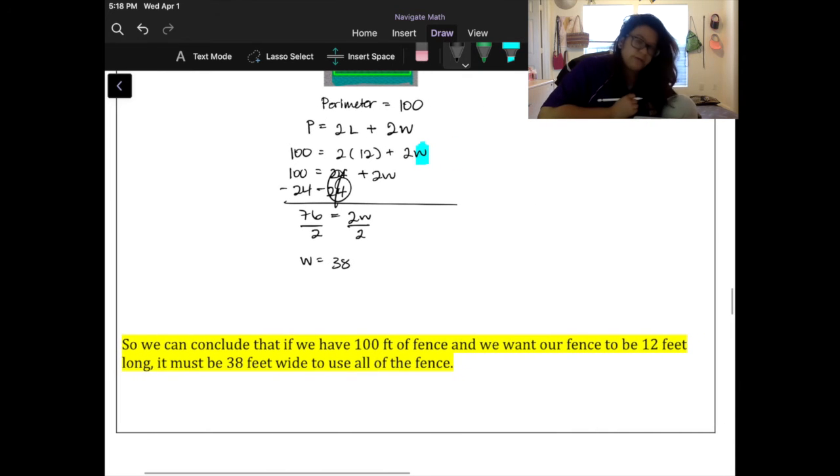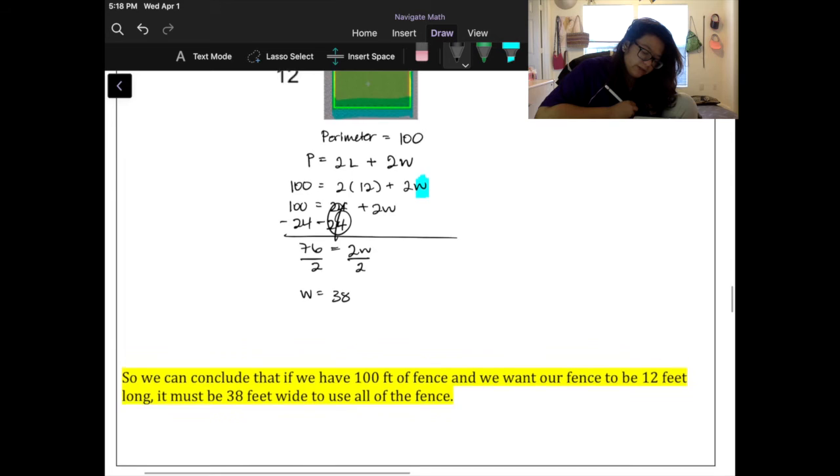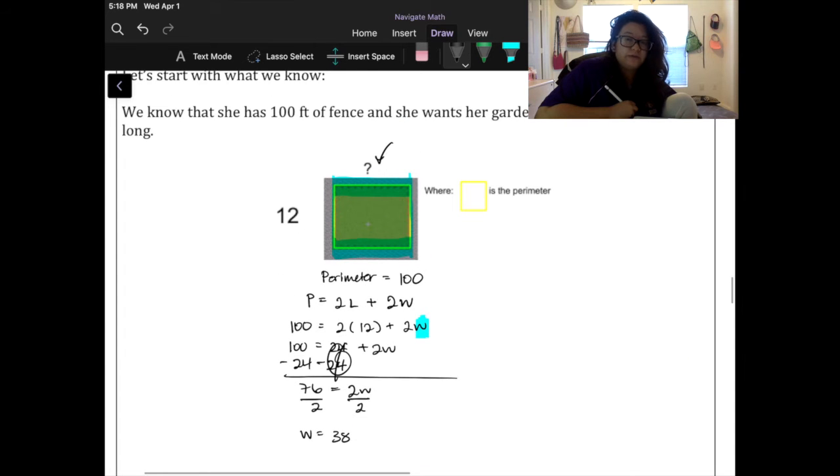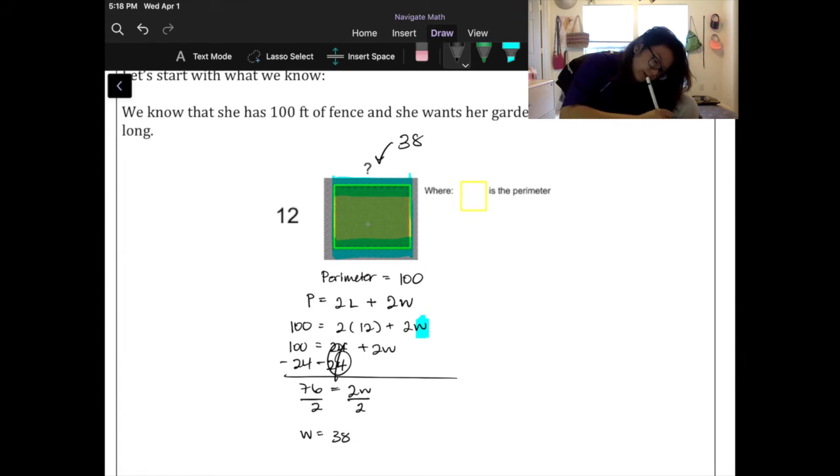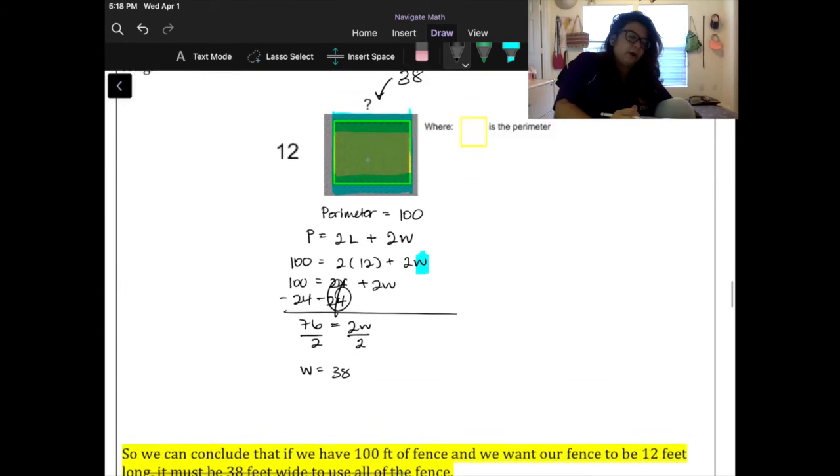So what can we conclude? We can conclude that if we have 100 feet of fence and we want our fence to be 12 feet long, it must be 38 feet wide for us to use all of the fence. So that means that up here, this question mark is 38. It needs to be 38 feet wide.